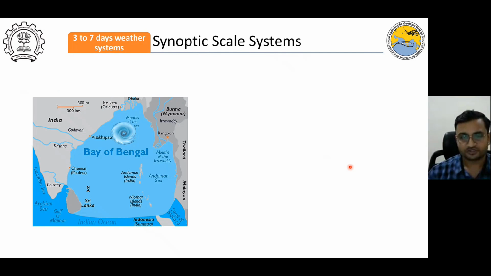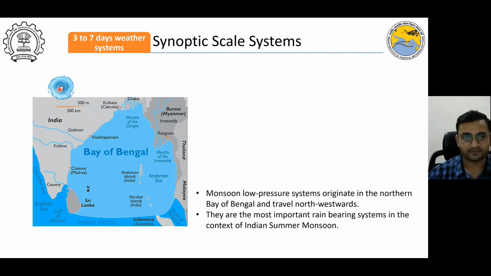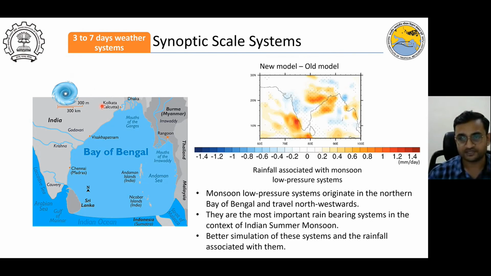The monsoon system also comprises various low-level cyclonic circulations. These systems form in the northern Bay of Bengal and travel northwestwards, thereby bringing rainfall to parts of the Indian subcontinent. These systems usually have a lifespan of 3 to 6 years. Now, the inclusion of rivers in the model has led to a better representation of these systems, where the lifespan of these systems has increased and the rainfall associated with these systems over the Indian landmass also increases.